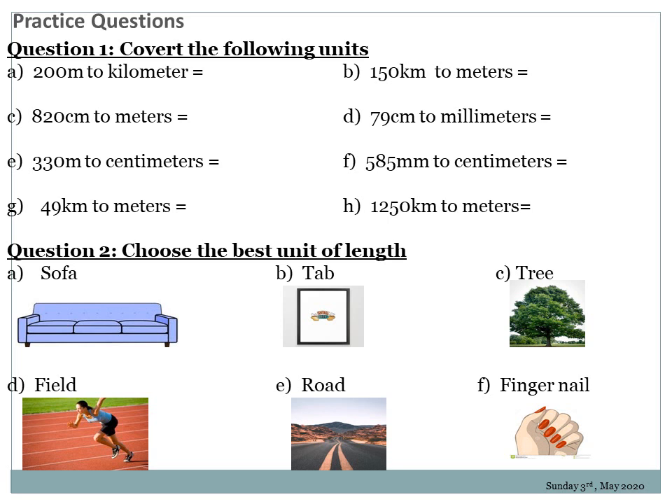Now for question 2, don't draw the pictures. Do not draw the pictures. The only thing you need to do is write the name of the object. So when you get to question 2, you write question 2. You leave a line after you finish question 1, all the 8 questions in question 1, leave a line and then you write question 2. Then you go to A. You write sofa equal to, then you write your answer. B, tab equal to, then you write your answer. Choose the best unit of length to measure them.